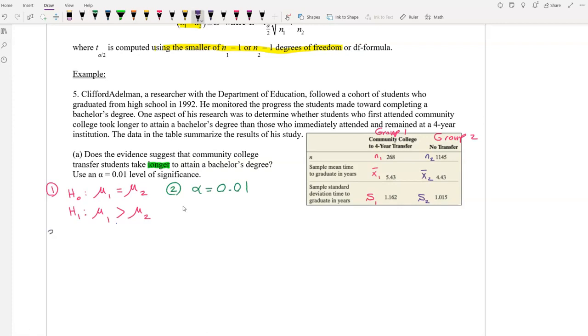Step 3, test statistic. So find the t: x bar 1 minus x bar 2 divided by the square root of standard deviation squared over sample size.